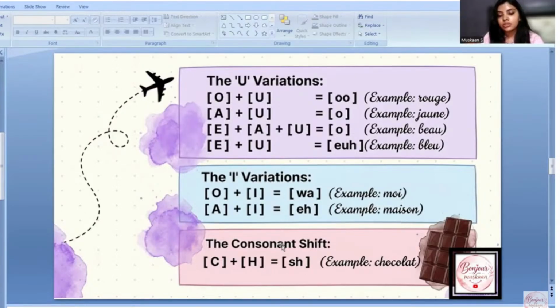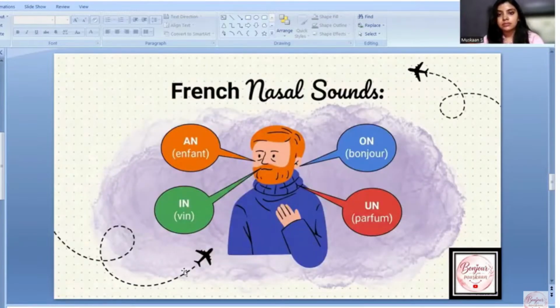Now the last one is the consonant shift. C plus H makes a sh sound. It doesn't sound like "cho", it's like "sh". Example, chocolat. So here CH is replaced with the sh sound. Chocolat, you know, chocolate. And rouge is red. Jaune is yellow. Beau means handsome. And bleu, blue. Moi, me. Maison, house.